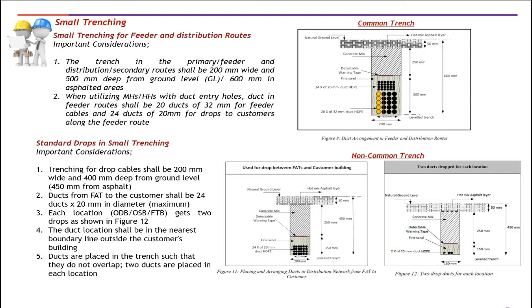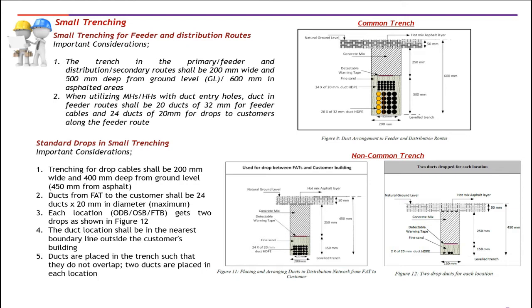What are the important considerations? Trenching for drop cables shall be 200 mm wide and 400 mm deep if it is an unpaved area, and 400 mm if it is asphalted. Ducts from the FAT to the customer shall be 24 ducts by 20 way by 20 mm in diameter maximum. Okay. So each location, whether it is ODB, OSB, or FTB, gets two drops as shown in figure 12 to the right. Okay.